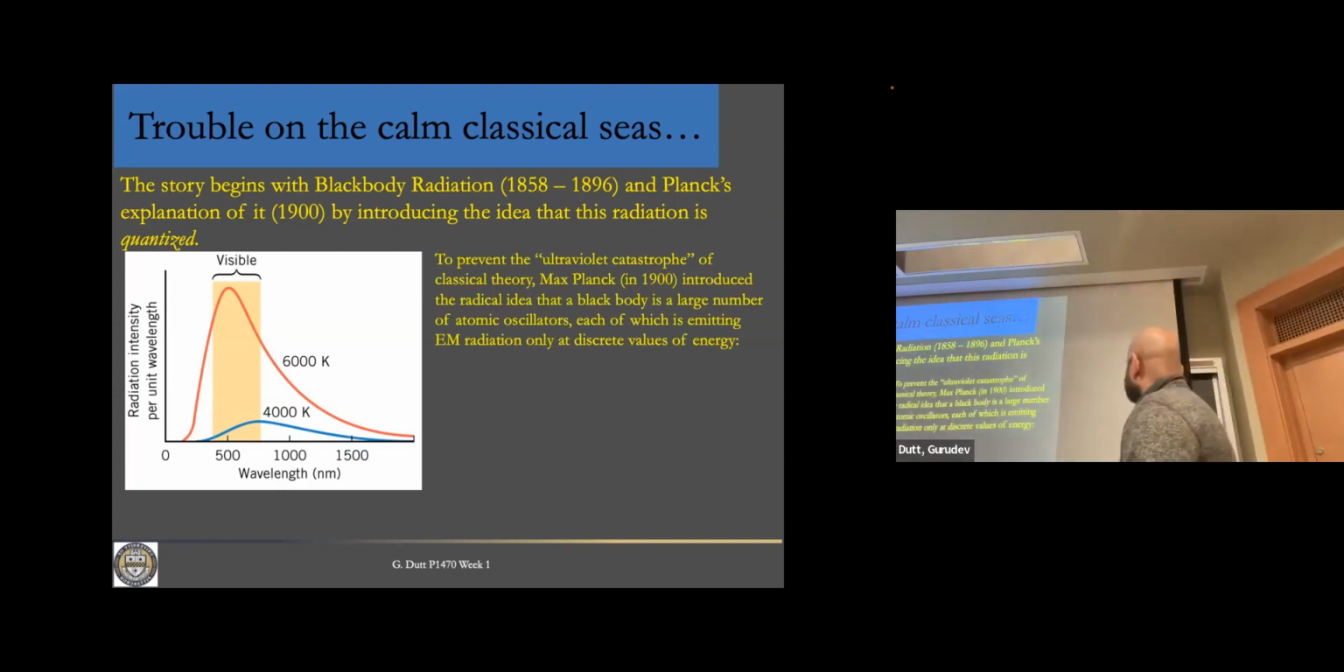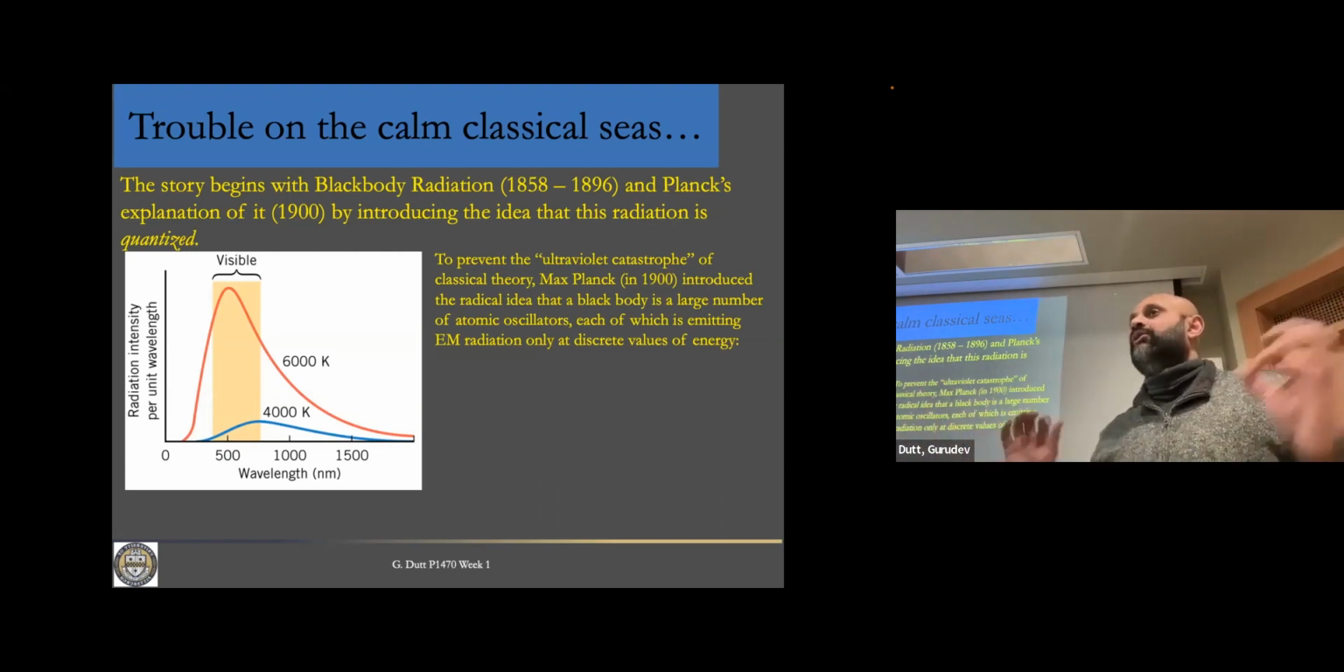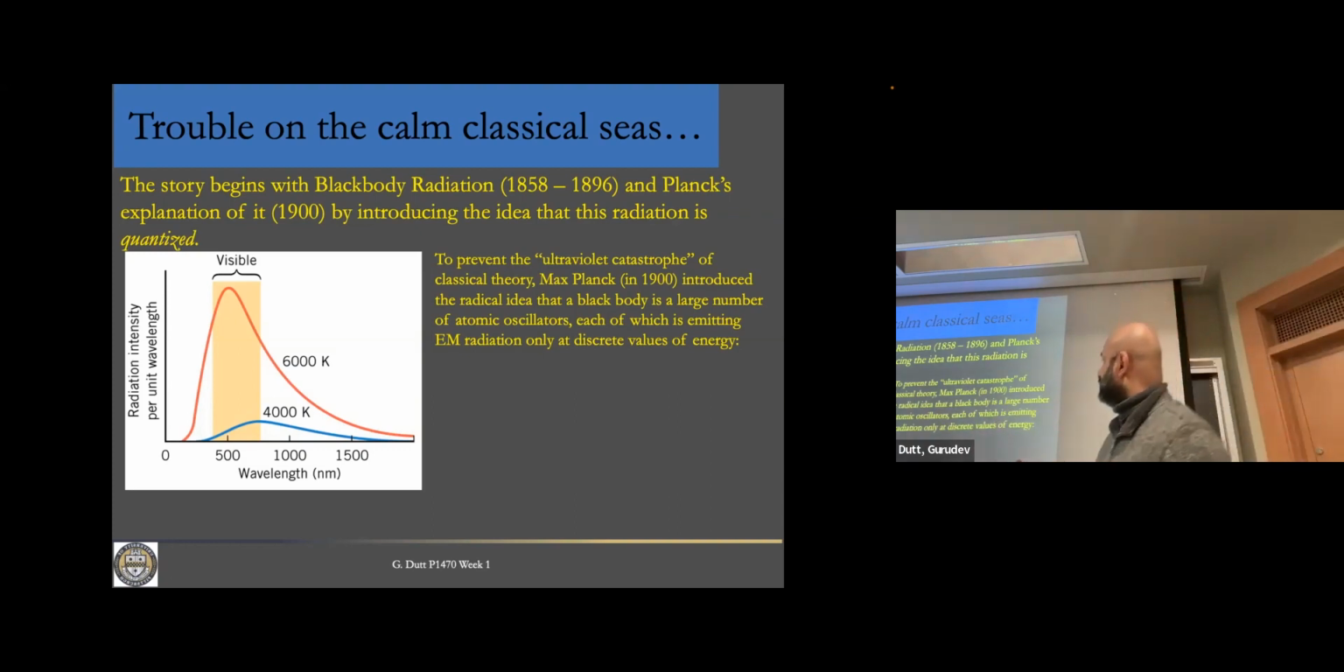This ultraviolet catastrophe was fixed by Max Planck in 1900. To do this, he had to come up with a very radical idea, which did not make sense to people back then. He said a black body is a large number of little oscillators, but these little oscillators can't just emit light willy-nilly at any value they like. They can only emit it in small discrete packets of energy.